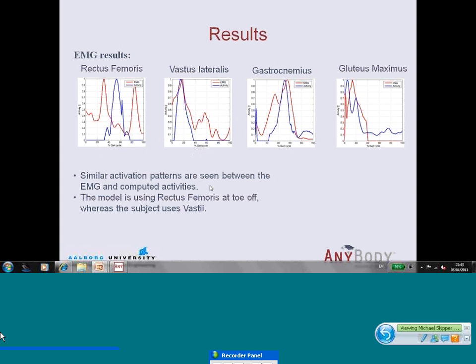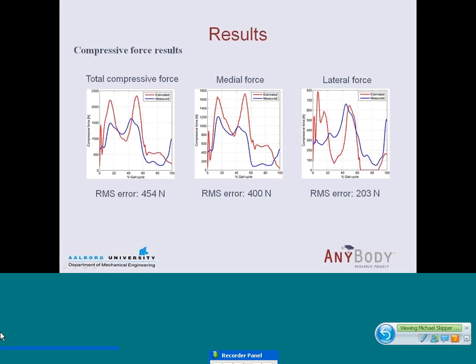We go on to our compressive force results. Here on the left-hand side, we have the total compressive force. The red is the estimated one, and blue is measured, again for 1 gait cycle. And the first thing we see is that the estimated force has the same trend as the measured one. So we have 2 peaks during stance, and then relatively low force during swing, and then it goes up again around heel strike.